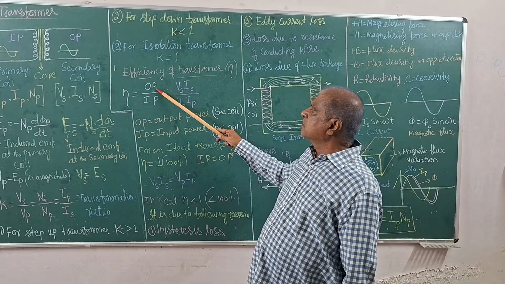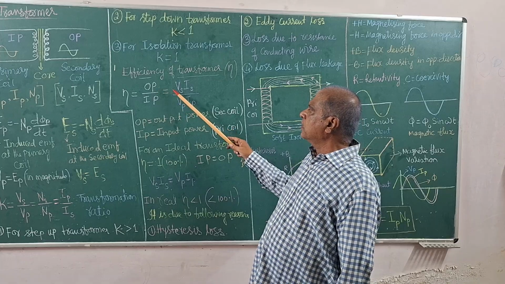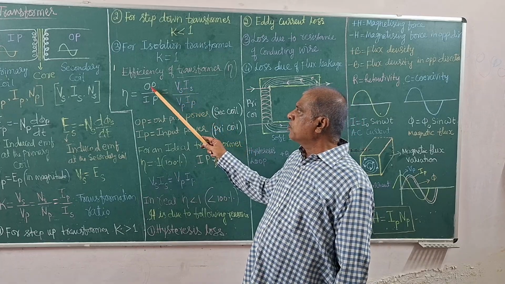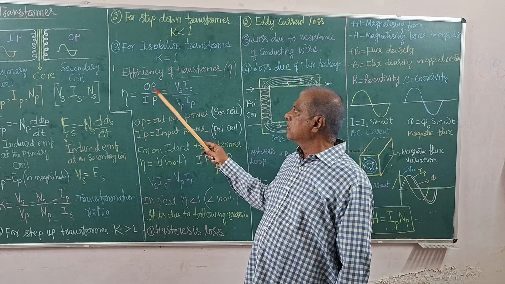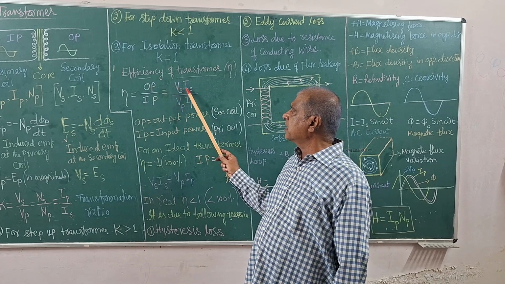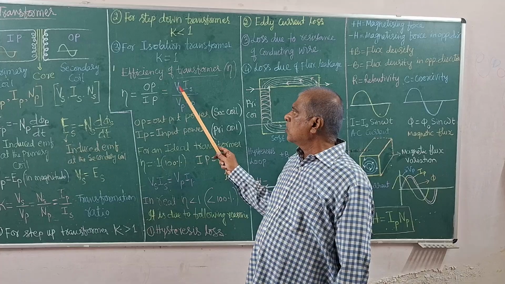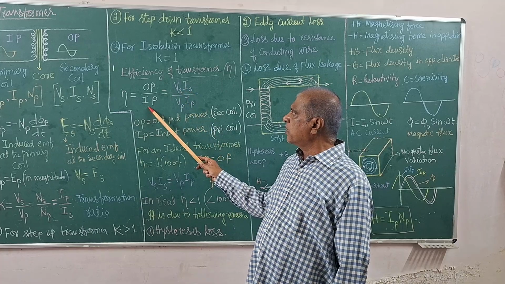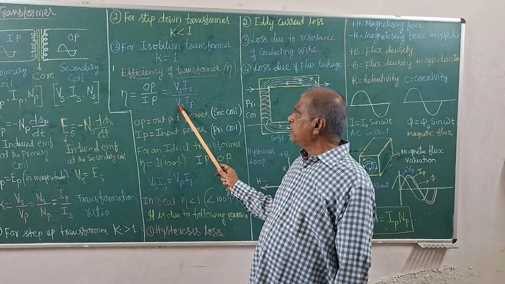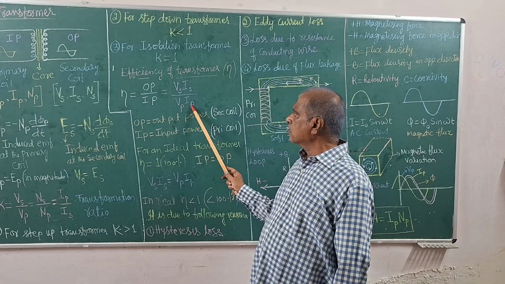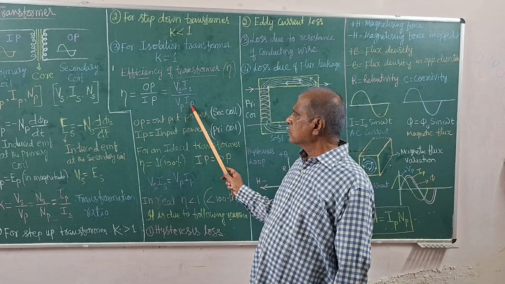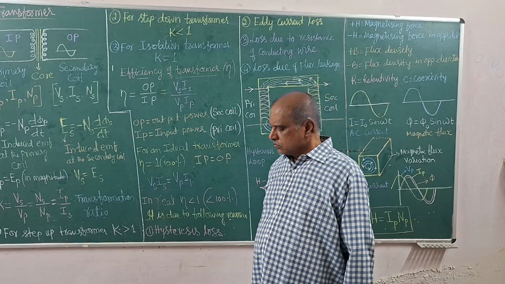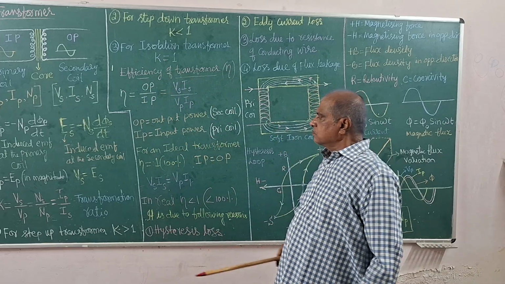The power is defined by the equation voltage into current. Output power in the secondary coil is VsIs, the voltage and current at the secondary coil. Input power at the primary coil is VpIp, the voltage and current at the primary coil. So efficiency is given by these equations.